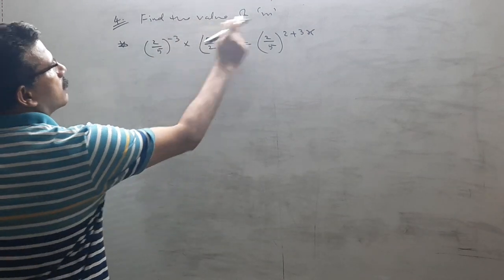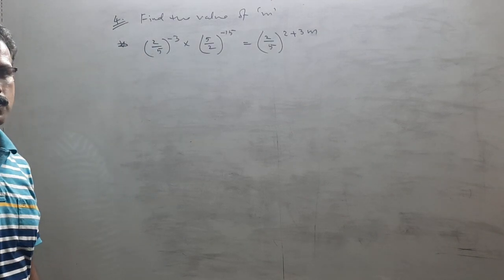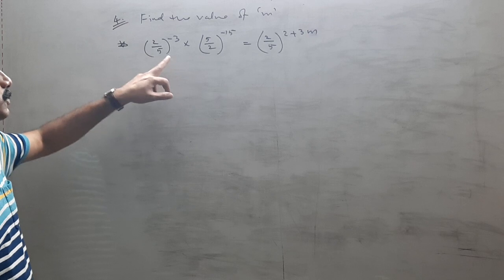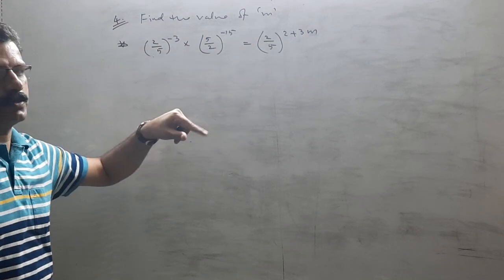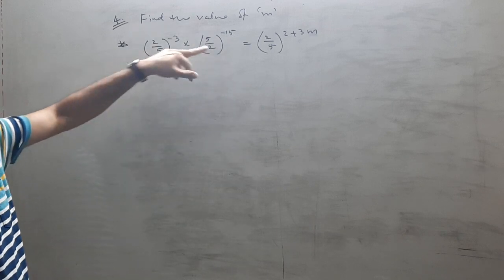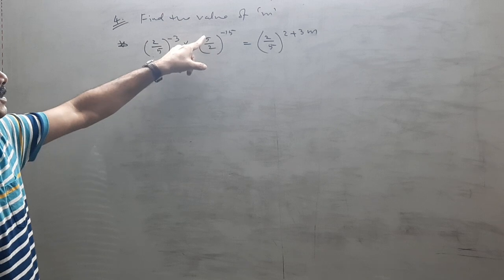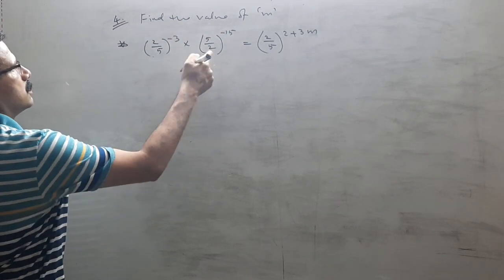Question is, find the value of m. Can we apply the rule? We cannot apply it because the base is not the same. Here 2 by 5, here 5 by 2, here 2 by 5. So on the left side the base is not the same. But at the same time we know we can make it the same easily. 5 by 2, 2 by 5, 2 by 5. So we will make it 2 by 5.